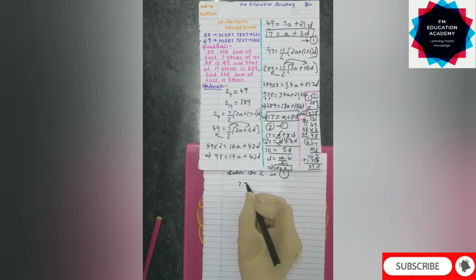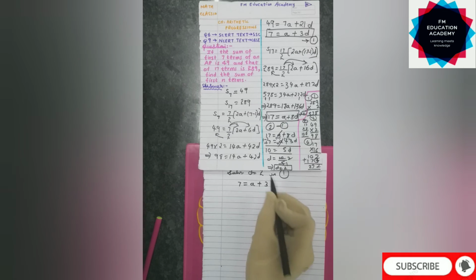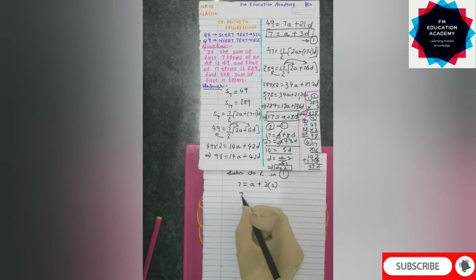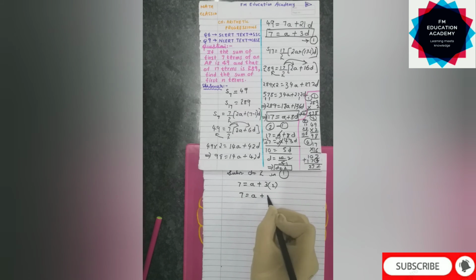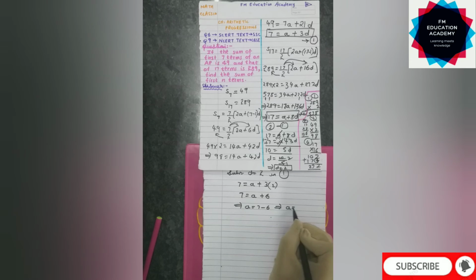Equation 1 is 7 is equal to a plus 3d. So instead of d, I'll substitute 2. 7 is equal to a plus 3 twos are 6. a is equal to 7 as it is, plus 6; if it goes outside, minus 6. a is equal to 1. So I got the value of d as 2 and I got the value of a as 1.